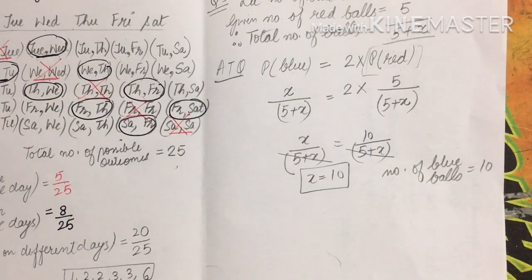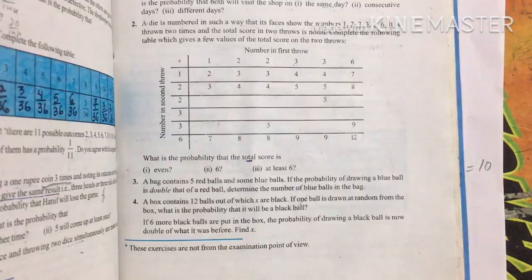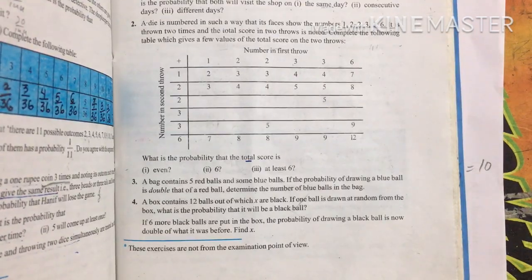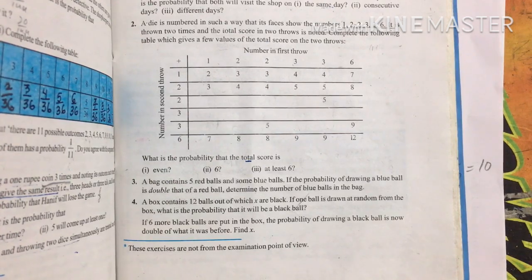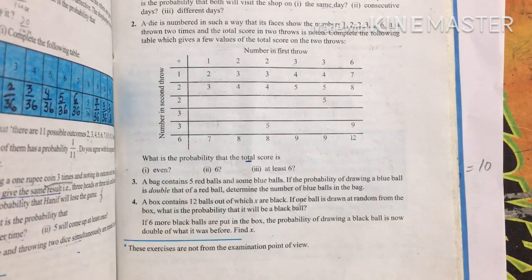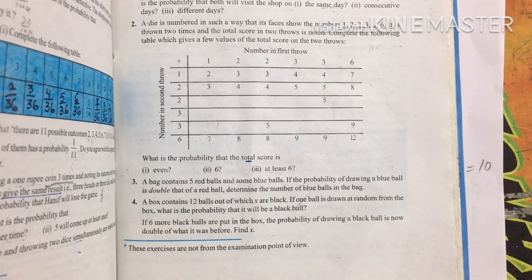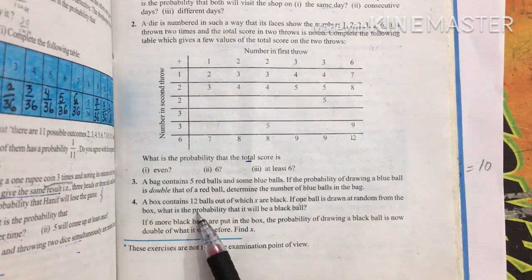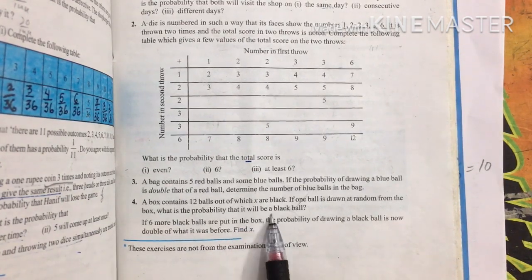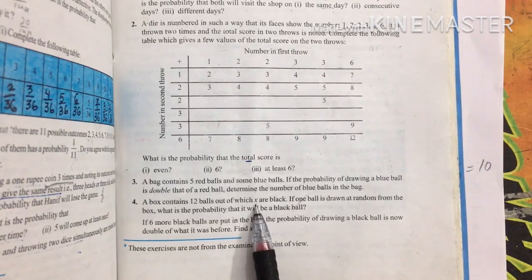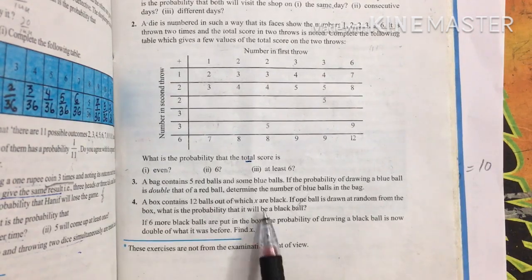Let's do fourth question. A box contains 12 balls, out of which x are black. Now this time they have used a variable themselves. If one ball is drawn at random from the box, what is the probability that it will be a black ball? So there are 12 balls, out of which x are black. The probability of a black ball is the number of black balls over the total number of balls, x by 12.